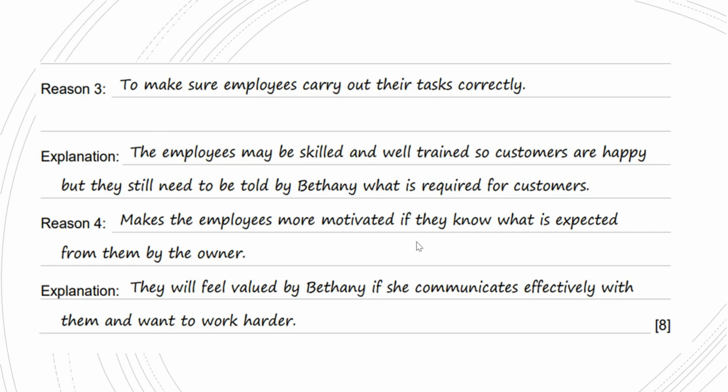Makes the employees more motivated if they know what is expected from them by the owner. They will feel valued by Bethany. Again, application which was not even well done. If she communicates effectively with them and want to work harder. Now, by looking at this, we can only know the name of the owner, nothing else about the business. So it's really not application. So if application marks were needed, it would have been like a 0 here and a 0 here.